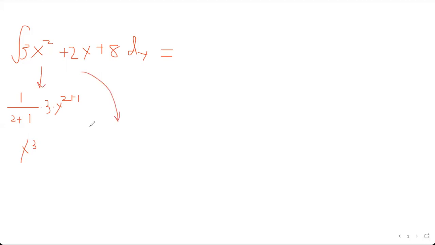For the second part, you do something similar. You do 1 over, the exponent here is technically 1. So you do 1 plus 1 times 2, which is a coefficient, times x to the power of, again, 1 plus 1. So this is 1/2 times 2, or just 1. Again, it cancels out. And 1 plus 1 is 2, so x squared.